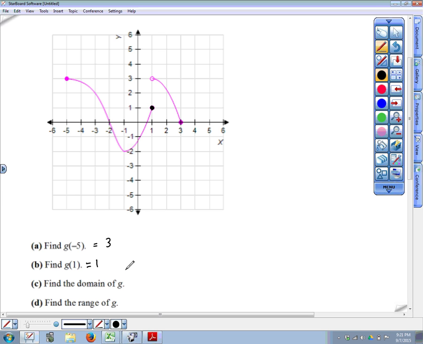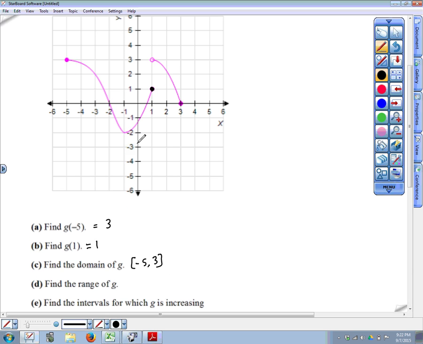So finding the domain of the function g. If we're looking along the x-axis, starting furthest to the left, negative 6, negative 7, negative 8, any of these negative numbers aren't producing points on the graph, so they are not in the domain. Starting at negative 5 produces an output. Negative 4, negative 3, negative 2, negative 1, 0, 1 produces an output, because the point (1, 1) is on the graph. 2 produces an output. 3 produces an output. Anything to the right side of 3 is not in the domain, so the domain is from negative 5 to positive 3.